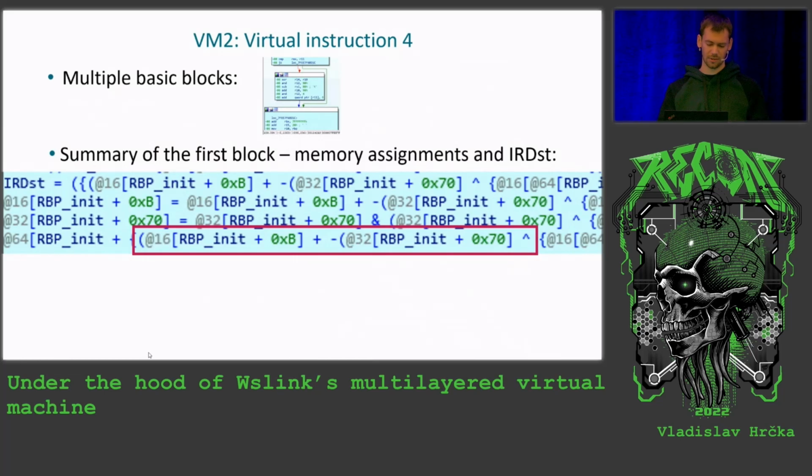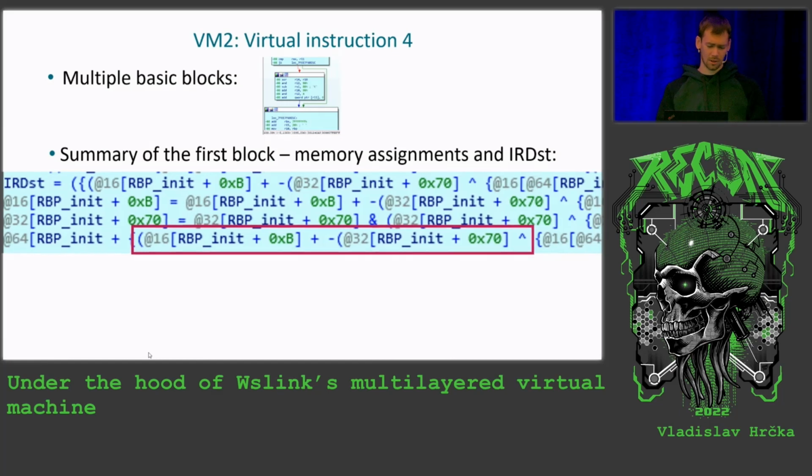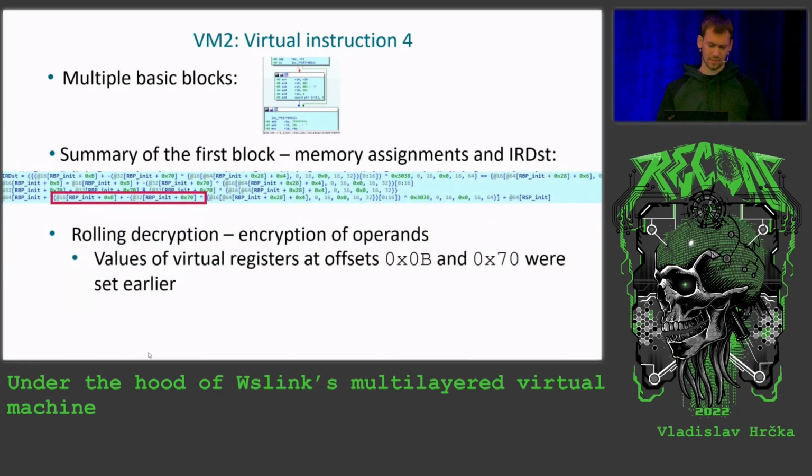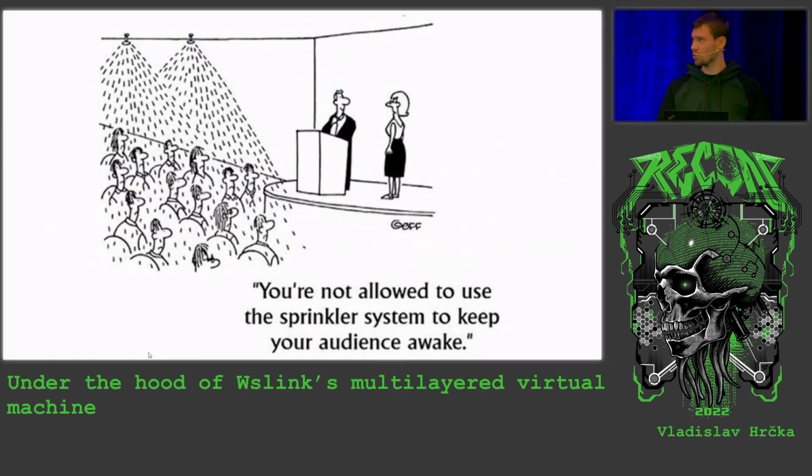These registers were used in the second instruction, and they were set to 0 there, so we can simplify this expression, and if we set them to concrete values, we would be able to determine what register is being accessed. This is called rolling decryption. It was mentioned in the blog post about VMProtect. So if I manage to lose you now, pay attention now, it should be interesting in the following slides.